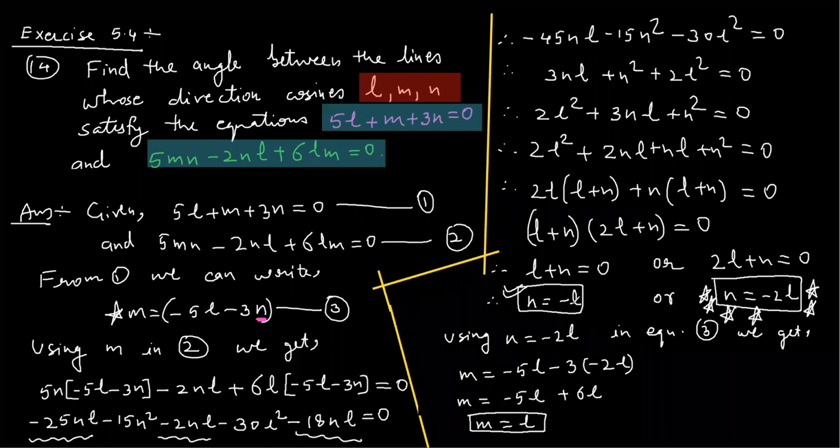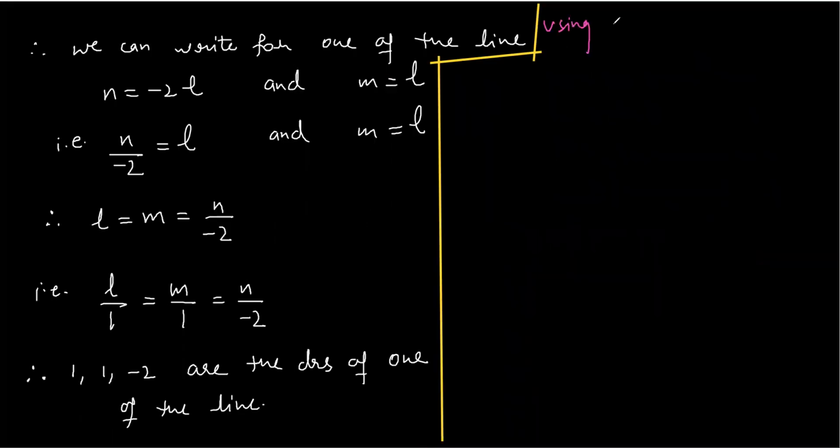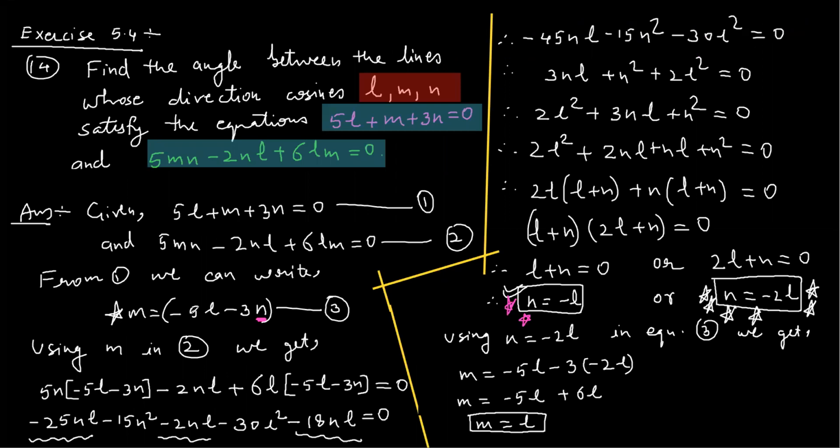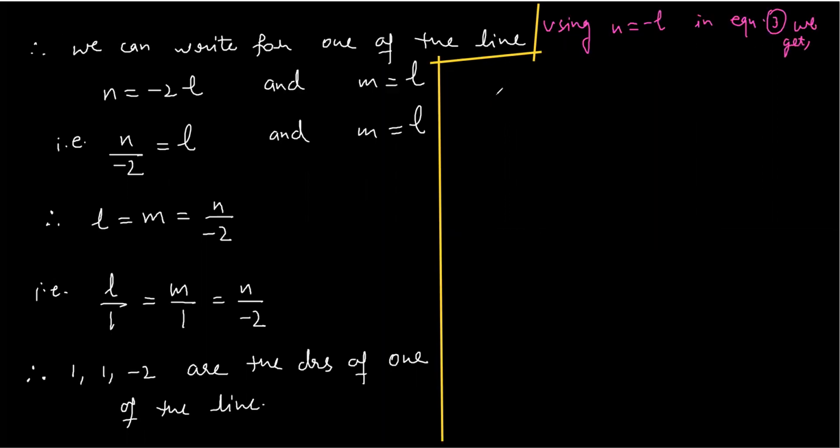Okay, students, so I hope you all must have done it and got another set of 3 DRs for the other line. So what I said is that we shall now be using this one in equation 3. So I write using N equals to negative L in equation 3, we get, see what we will get. We will get M equals to minus 5L.